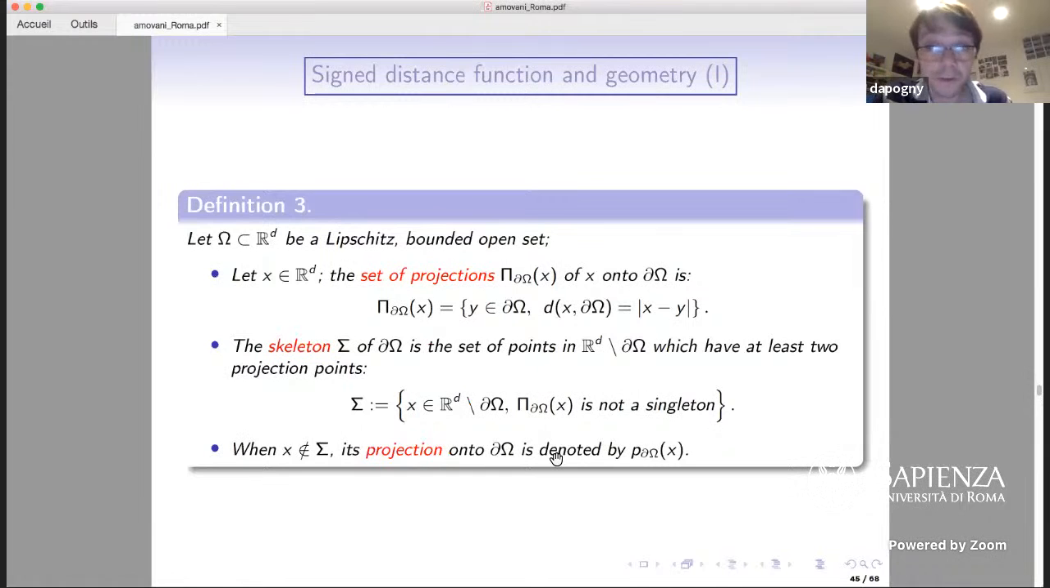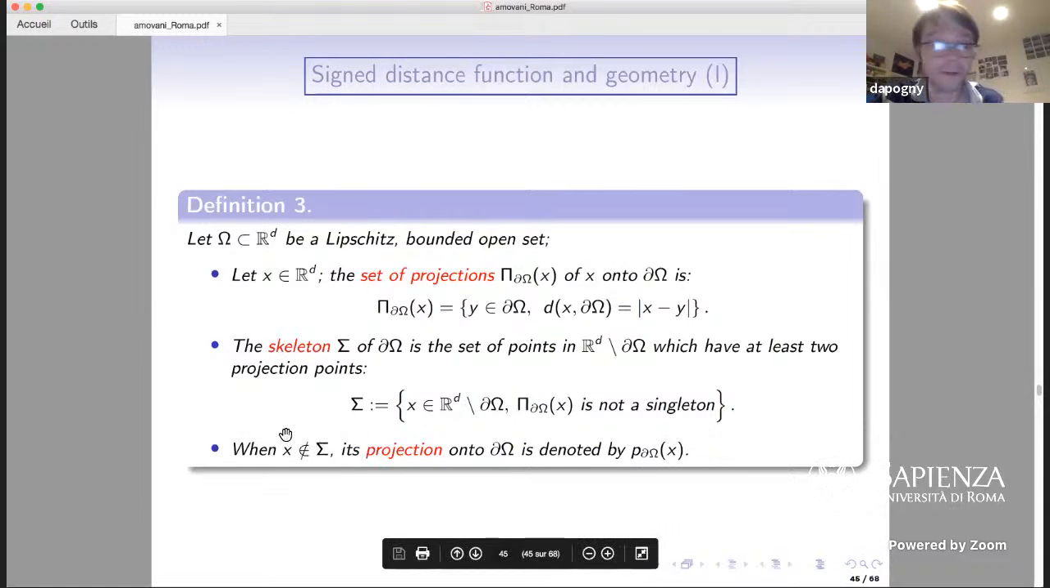So when it comes to the signed distance function, there are a certain number of quantities of interest. The first one is a set of projections. So when we consider a point x inside R^d, the projections of this point onto the boundary is just the points that minimize the distance from x to the boundary. When there are several such points, then we say that x belongs to the skeleton of the boundary ∂Ω. So the skeleton is the set of points which have at least two projection points over the boundary. And when x has a unique projection, meaning when it doesn't belong to the skeleton, then this projection is denoted like this.